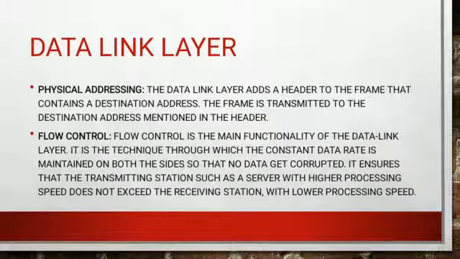Flow control. This is the main functionality of the data link layer. Why is this the main functionality? For example, the sender sends the data and the receiver receives the data. If the sender is very fast at sending the data, but the receiver does not have the capability to receive all the data because it is a very slow receiver, then some data may be lost in the middle itself. To avoid that type of case, flow control is the main responsibility of the data link layer.